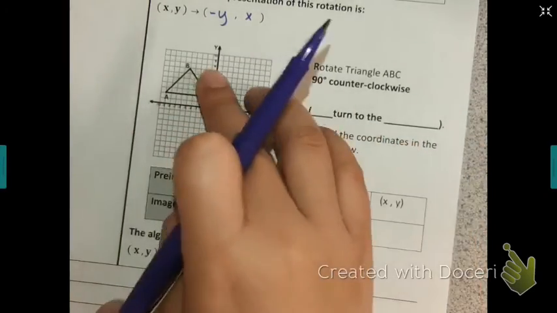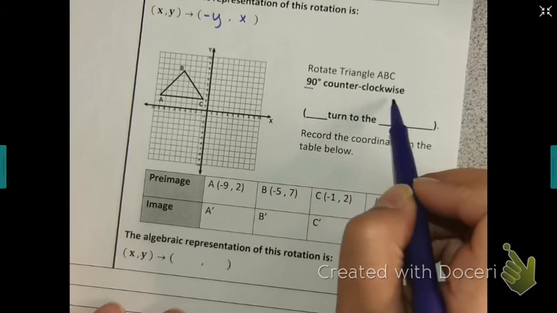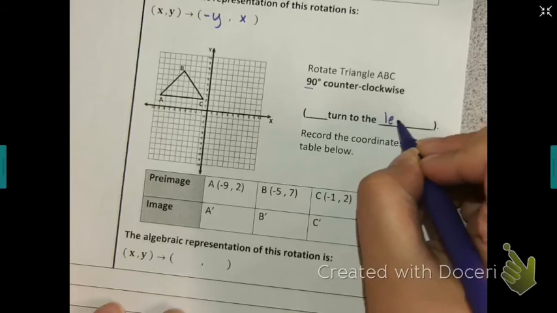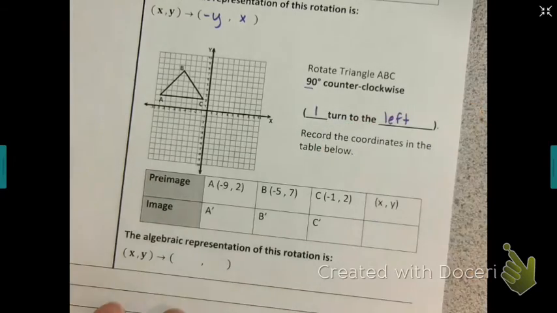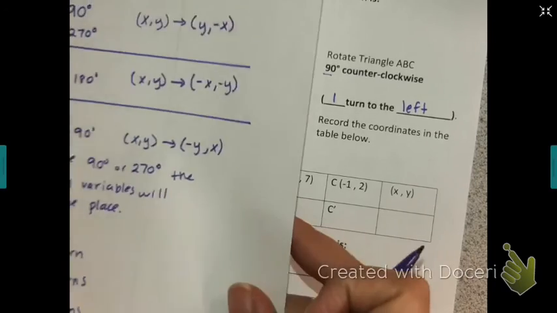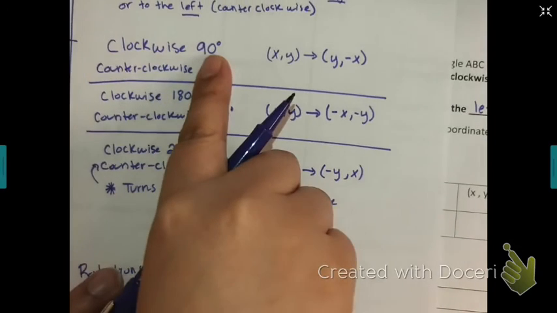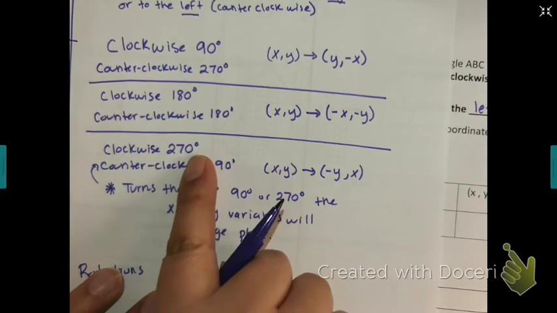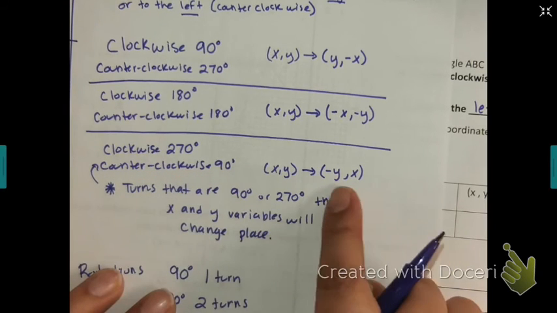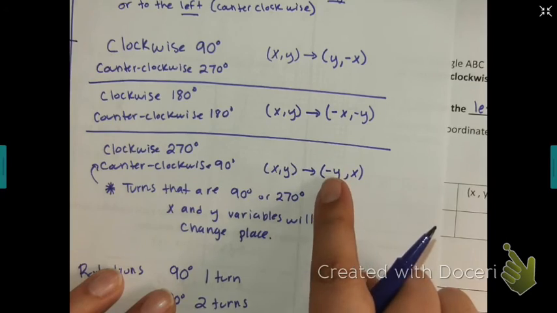We have the same triangle, but now we're doing 90 degrees counterclockwise. Counterclockwise is actually to the left, but 90 degrees is still 1 turn. So let's look at our information sheet. We have 90 degrees clockwise, but we don't want that. We want 90 degrees counterclockwise. So we want this one. We're going to switch the x and y and then put a negative with the y.